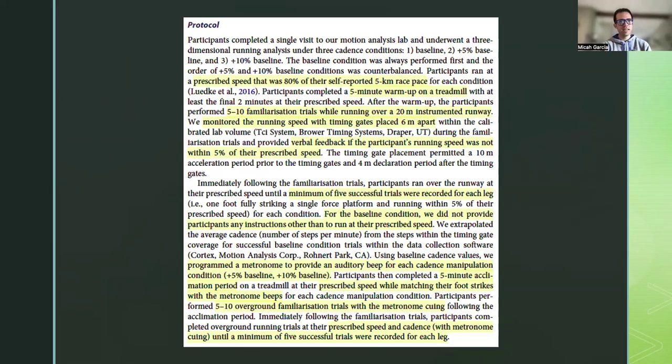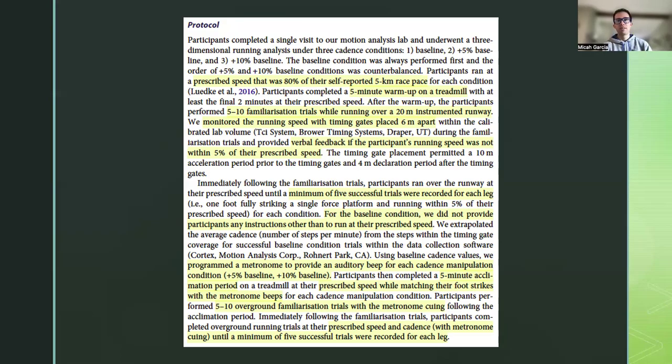So taking a look at the study again. So there is a protocol section here, and some of the main points are they ran at a prescribed speed. There was a 5-minute warm-up on a treadmill, and then they performed some familiarization runs over ground. Running speed was monitored, and there was verbal feedback if their running speed was too fast or too slow. 5 successful trials were then recorded for each side.